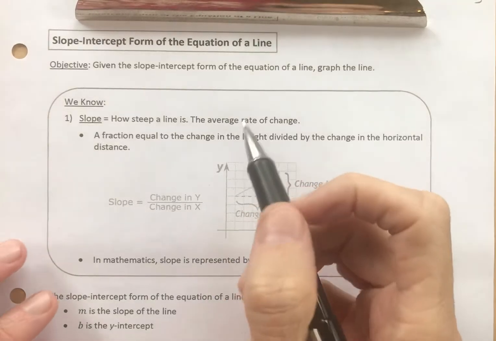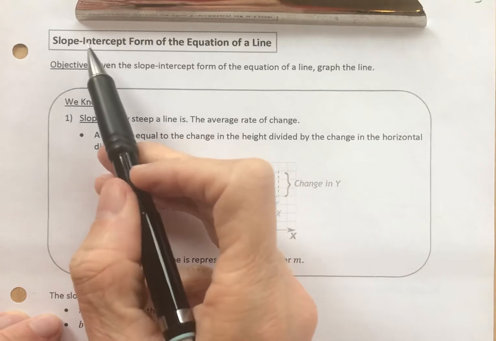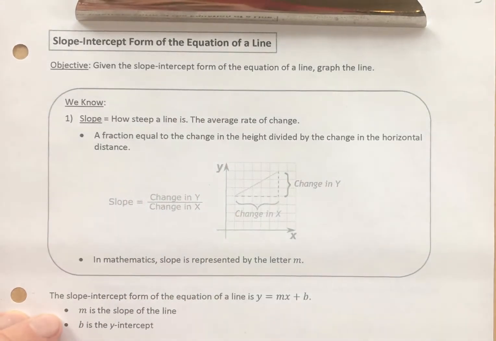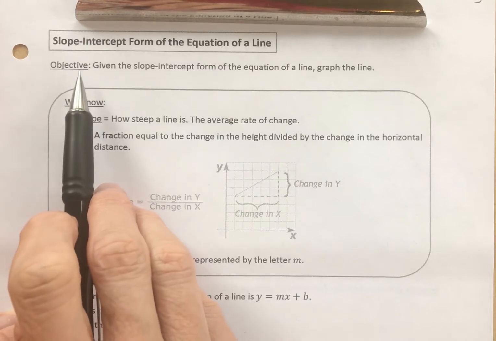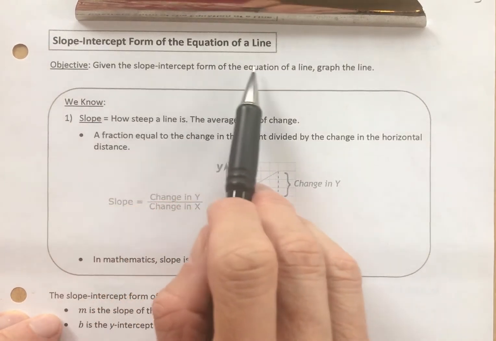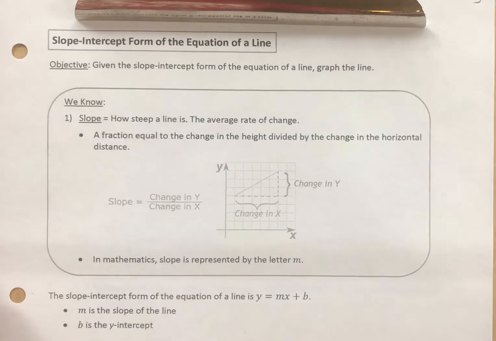As we continue our look at lines, we're going to talk in this video about the slope-intercept form of the equation of a line. Specifically, our objective: given the slope-intercept form of the equation of a line, graph the line.